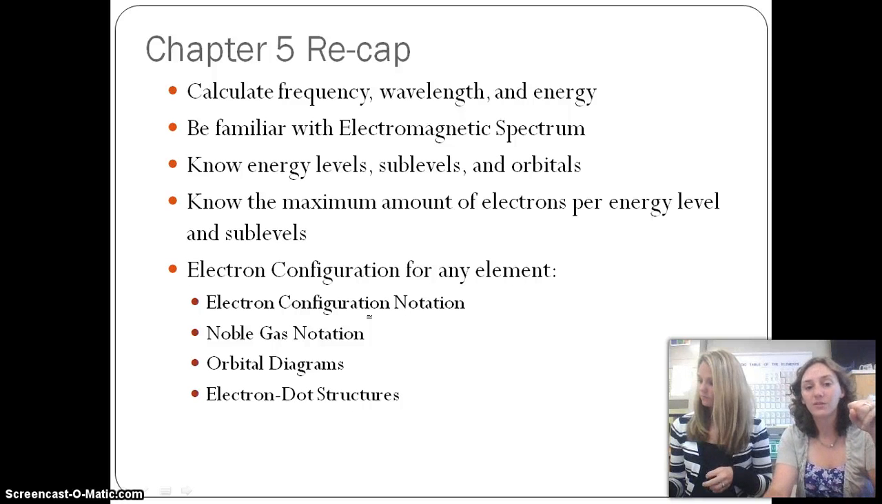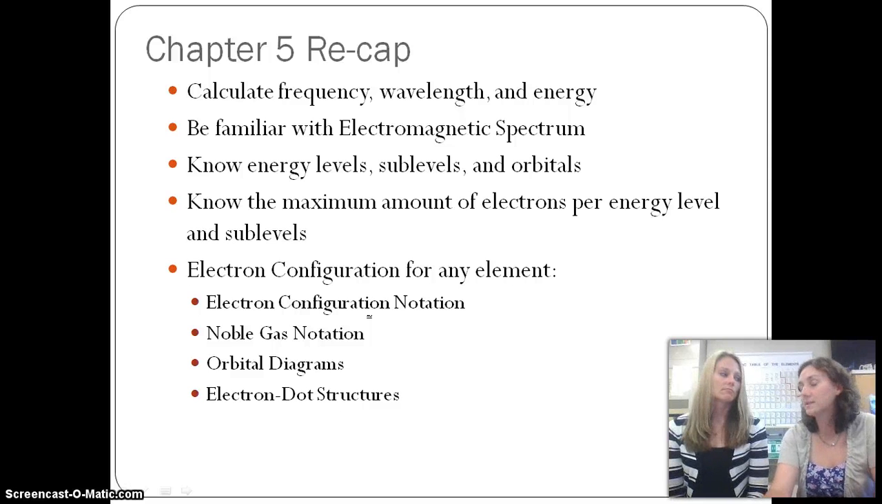Know your energy levels. So n can be 1 through 7. Know your sublevels, s, p, d, and f. Know that s has 1 orbital, p has 3, d has 5, f has 7. Know the maximum amount of electrons per energy level and the sublevels. So 2, 8, 18, 32. You do a little dance. Do the dance.